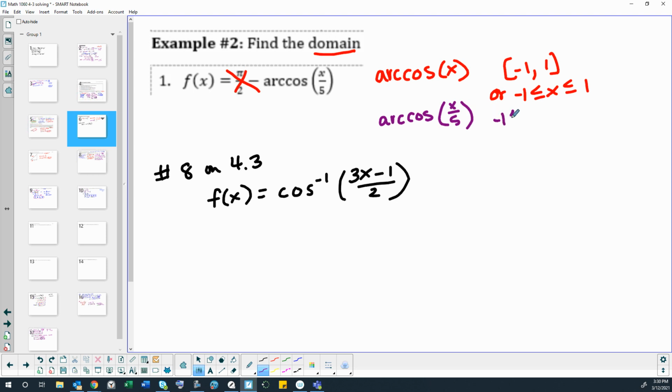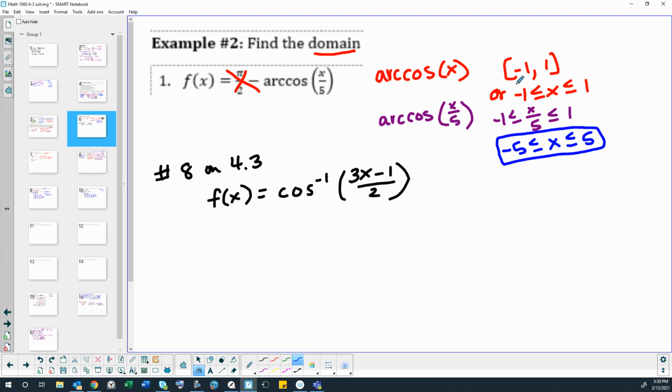The domain would then be -1 is less than or equal to x over 5, which is less than or equal to 1, right? So then we solve this by cross multiplying that 5 on both sides. And so -1 times 5 is -5, and x over 5 times 5 is just x. And then 1 times 5 is 5, so we just multiply the whole thing through by 5. And that gives us the domain that we found in class when we just kind of thought through it logically.